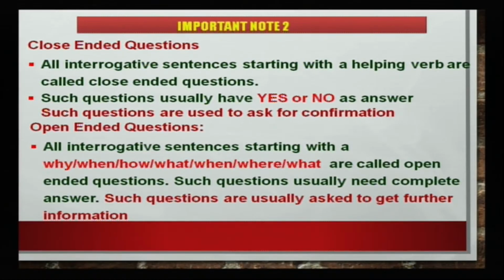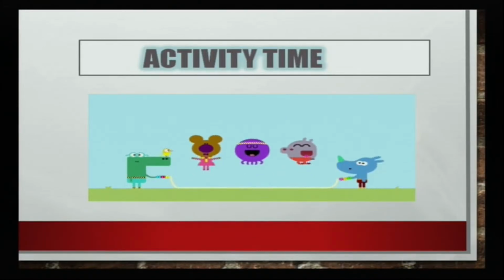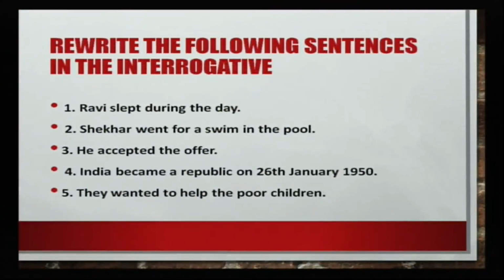So students, there are two kinds of questions that you have finally, close-ended questions and open-ended questions. For close-ended questions, you only have yes or no kinds of answers, and open-ended questions are the ones which are asked to give further information. So students, one more activity time. You need to rewrite these sentences in the interrogative.